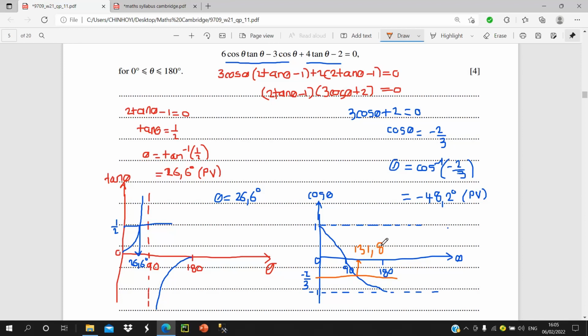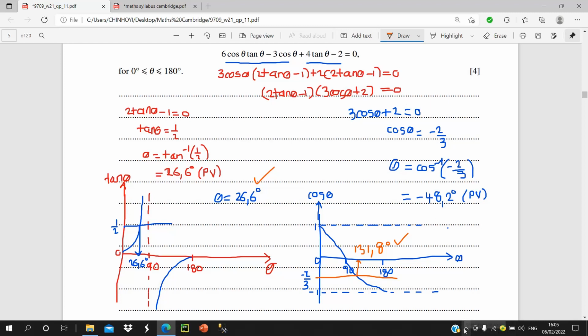So that's why we are saying this cannot be our principal value. We are going to get this as the second solution in the given range. So the answers are theta is equal to 26.6 and 131.8. These are the answers for this solution.